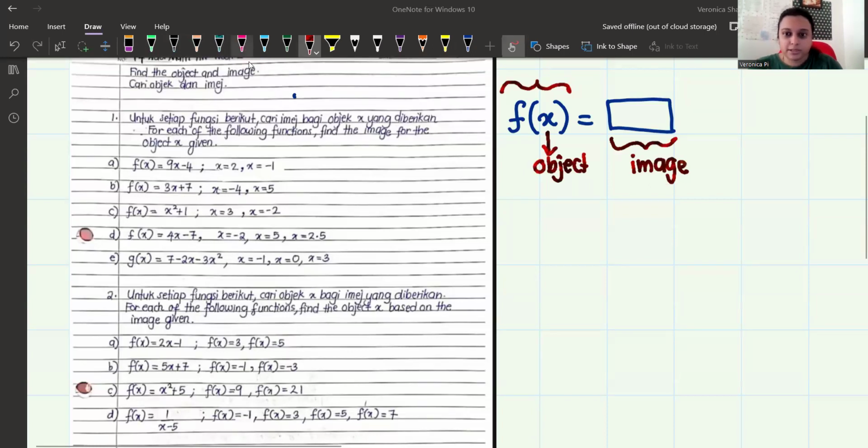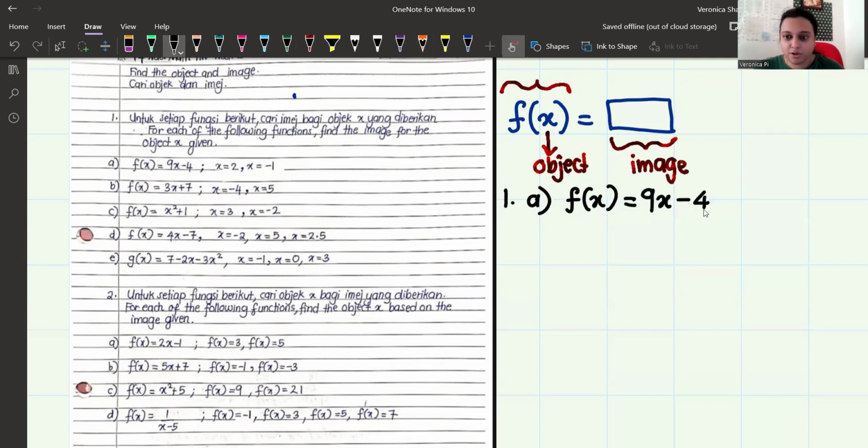Okay, so now for the first question, we want to find the image for the object given. So what we do, we take the object and we ganti in, we substitute in. For example, 1a, this is the equation: 9x minus 4. So we take the x and we ganti ke dalam. The first one, x is 2, so teacher put all the x, you ganti as 2. So 9 times 2 minus 4. So here 18, 18 minus 4, 14.